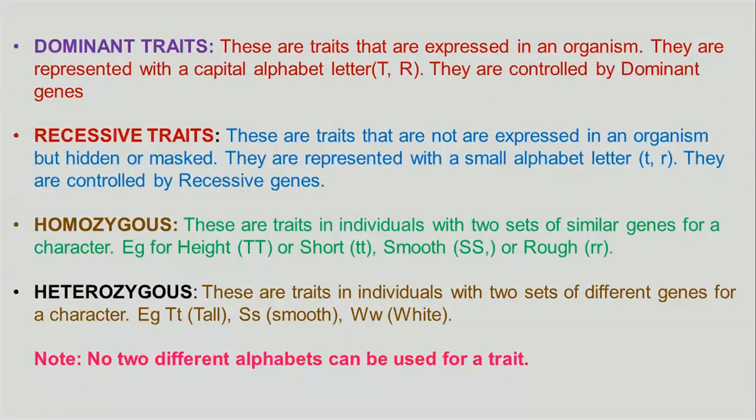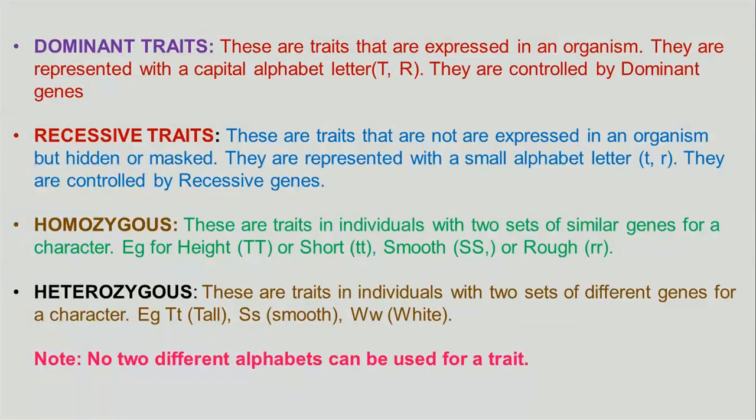Now, homozygous. These are the traits in individuals with two sets of similar genes for a character. For example, you can have the character height, and you want to talk about tallness. Tallness can be capital TT, meaning that person is homozygote tall. It can be small letter tt, meaning the person is homozygote short. It can be capital letter SS, homozygote smooth, or small letter rr, homozygote rough. Okay, we'll talk more about that.